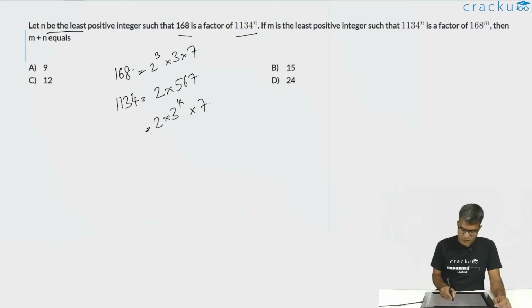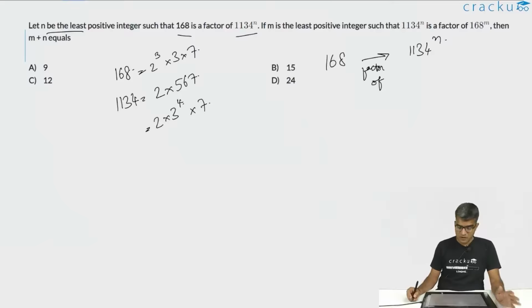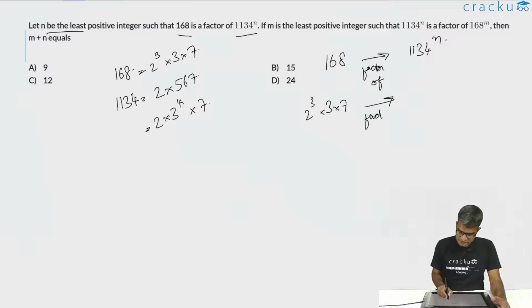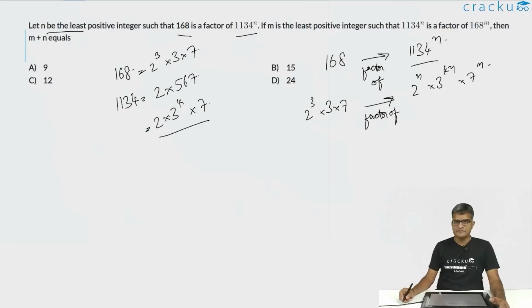What we are told is that 168 is a factor of 1134 to the power n, or 2 cube into 3 into 7 is a factor of 2 to the power n into 3 to the power 4n into 7 to the power n. This is basically 1134 to the power n. When will this happen? This will happen only if n is greater than or equal to 3.